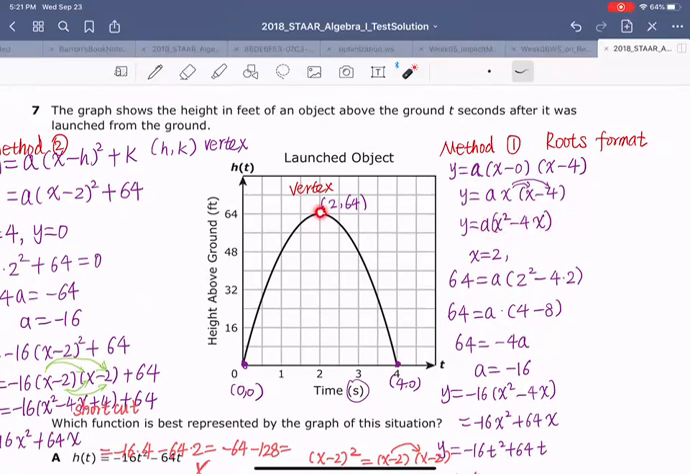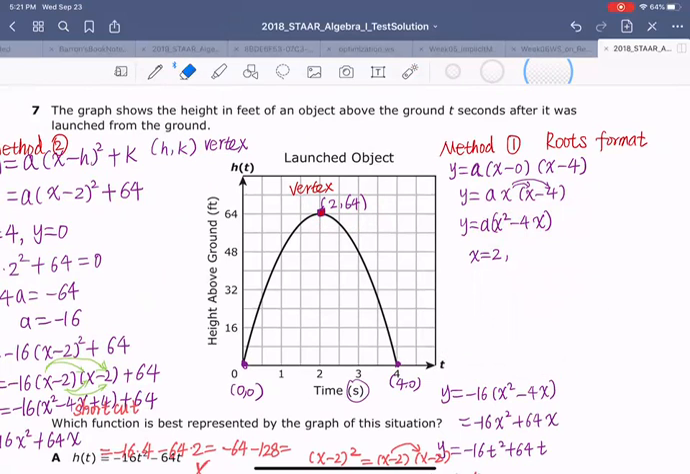Now your vertex is 2, 64. So you can make your x equal to 2 and plug in this point. This passes through 2, 64, so you let x equal 2, y equal 64. Now you tell me a equals how much? Go ahead, you can calculate. You let x equal 2. So 64, your y, equals a times 2 squared minus 4 times 2. You two calculate and tell me what a equals.